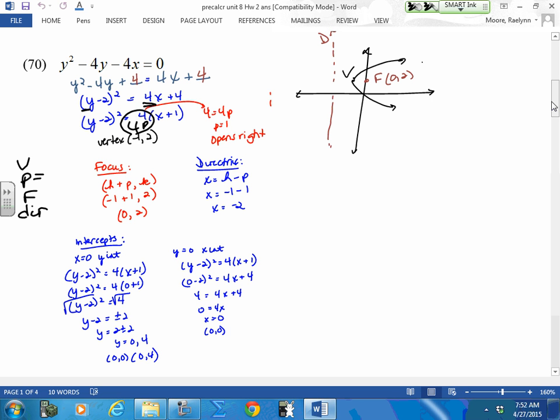Again, I wrote the formulas out, but it's so much easier just to go off the vertex, 1 unit to the right, 1 unit to the left. Don't worry about the negative or positive as long as you're making the movement.